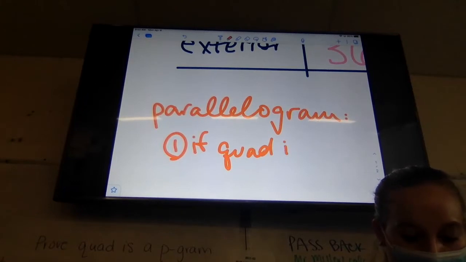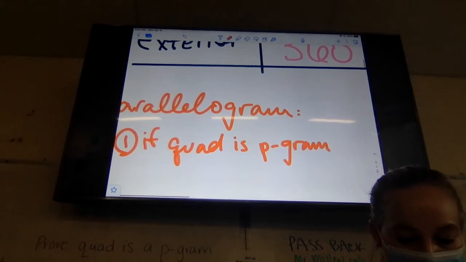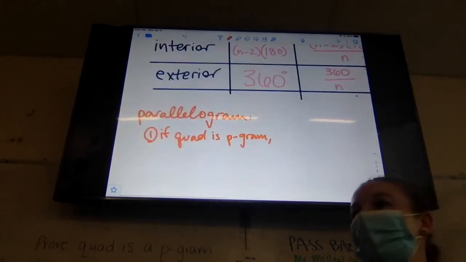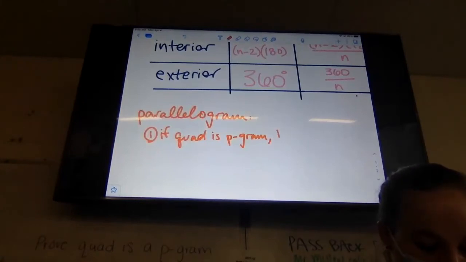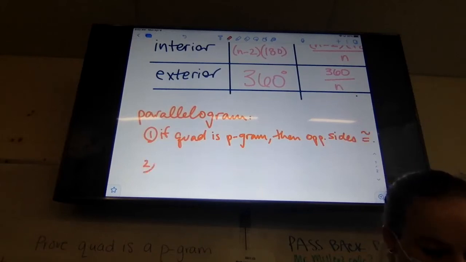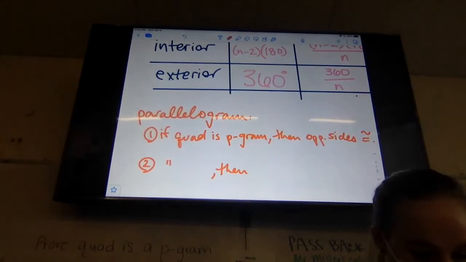Opposite sides are congruent. Good. I'm going to say if quad is p-gram, and I'm just going to write that once, and we're just going to assume that that's true for the rest of them. So if a quad is a parallelogram, then like Jonathan said, opposite sides are congruent, right? All right, that's one thing. Number 2, what's the next thing I know? Consecutive angles are supplementary. Very good.